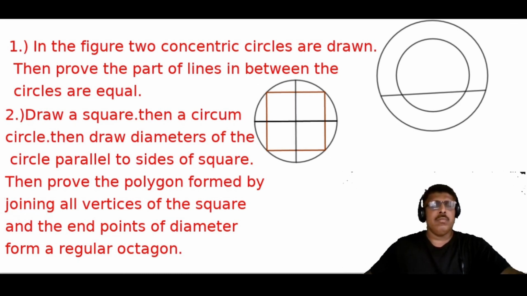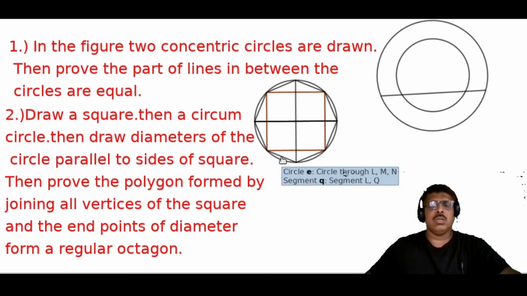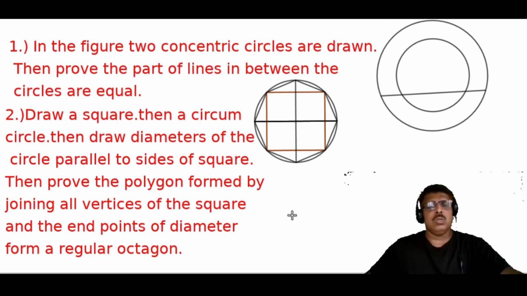That means when we join all those vertices, it will be like that. The figure obtained, we need to prove is a regular octagon. We have to prove this one is a regular octagon, and so you have to write these two questions and these two figures there in your notebook. Answer it yourself. Anyway, let us stop here.